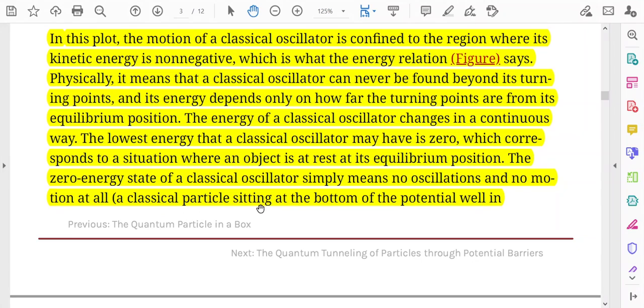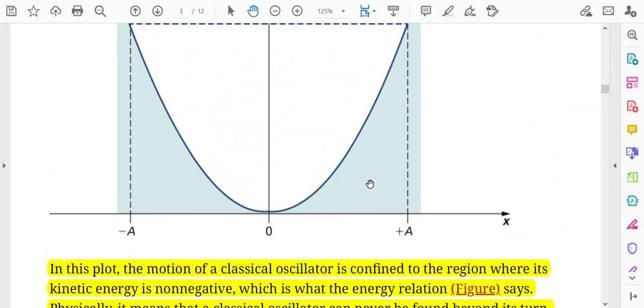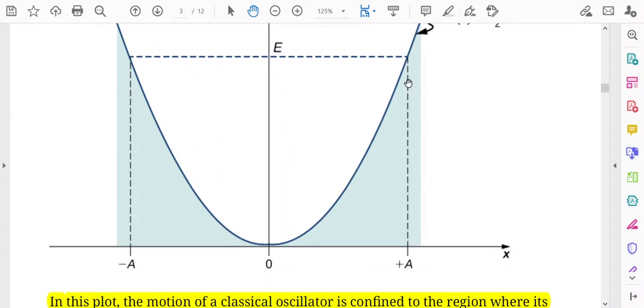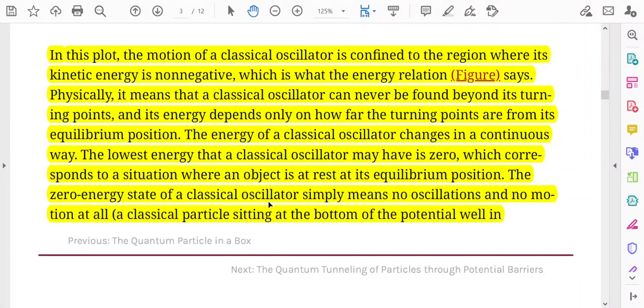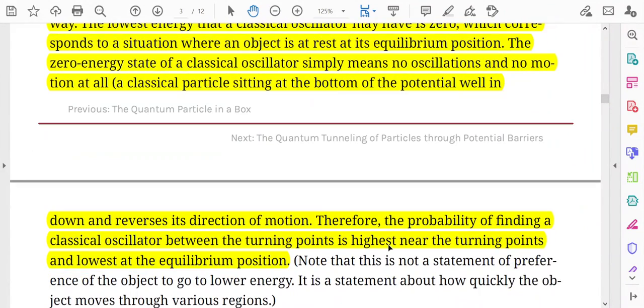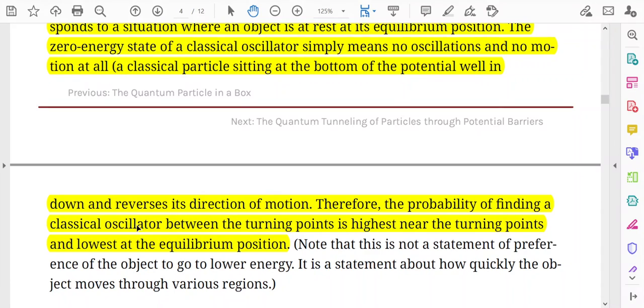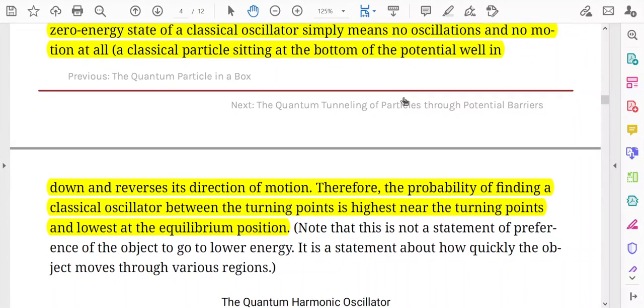A classical particle sitting at the bottom of the potential well, we can consider this as a potential well. This is the potential well, this is the equilibrium position, and if the particle sits here with no motion, then we will consider that the particle has lowest energy, that is 0. That is, when it sits at the bottom of the potential well, then the energy is 0.